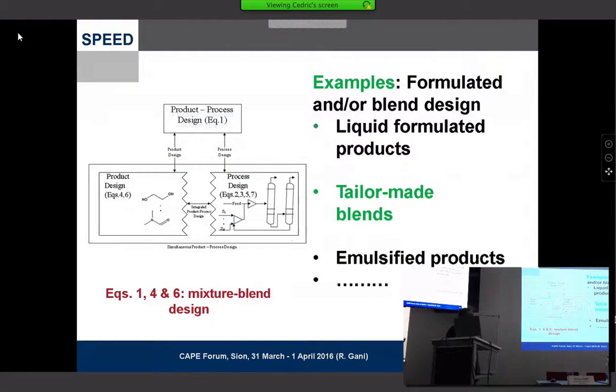So then comes the question of tailor-made. I talked about pure single species products. Now comes mixtures, and we have worked quite a lot on liquid formulated products like cosmetic products, detergents, things like that. But I will highlight the tailor-made blends related to fuels, and also emulsified products, but I will not go through that. And here, these are the equations that are used.